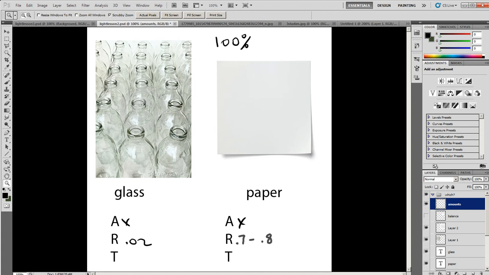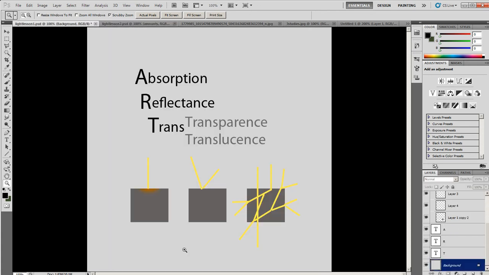Now, if we go back to this over here and we say, okay, well, we have absorption, reflectance, so reflectivity, and then in trans we have transparence and translucence. Well, transparence is light just passing through, and translucence is the scattering of light passing through it. Why isn't there a separate name here?